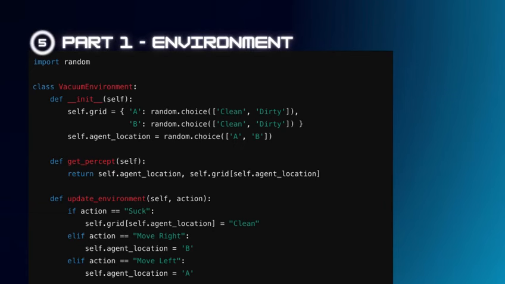This code simulates a vacuum cleaner agent in a simple environment with two rooms, A and B, which are randomly clean or dirty. The agent starts in a random room and perceives its location and status using percept. Based on this, update environment updates the world. Sucking cleans the room, while moving left or right changes its position. This setup enables the agent to react to its surroundings and make decisions accordingly.